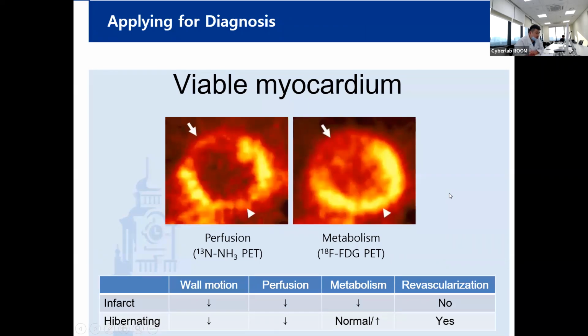So this image is N13, and N13 images for cardiac image. Cardiac image perfusion is metabolism. If we want to check the metabolism, we typically use F18 FDG PET, and if we want to take perfusion images, we typically use the N13. The motion, perfusion, metabolism.